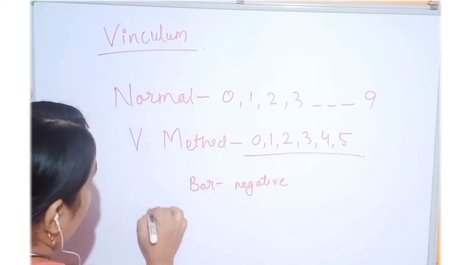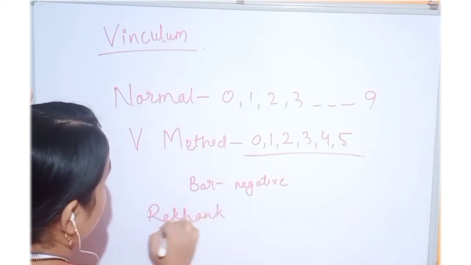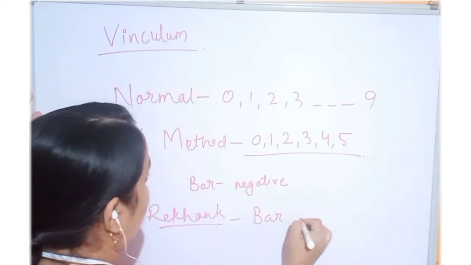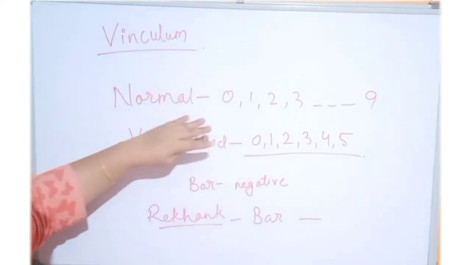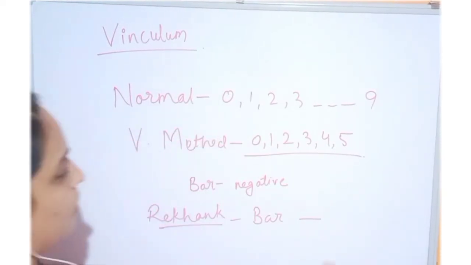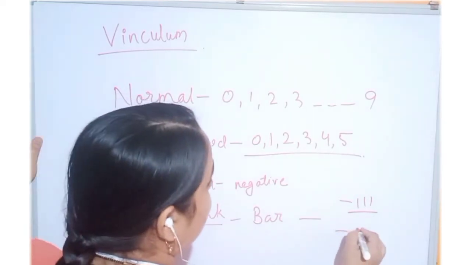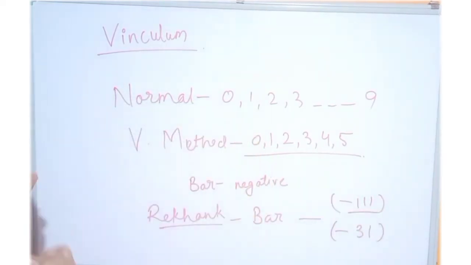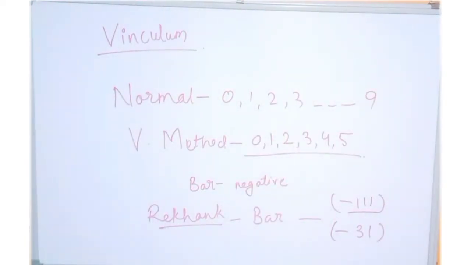This is called a rekhank. Rekhank is the Sanskrit word for bar. Rekha means a line, correct? So, if we have a negative number in normal maths, how do we write it? -111, minus 31, correct? Like this we write it in normal maths. But how do we write it in the vinculum method? We will understand that first.